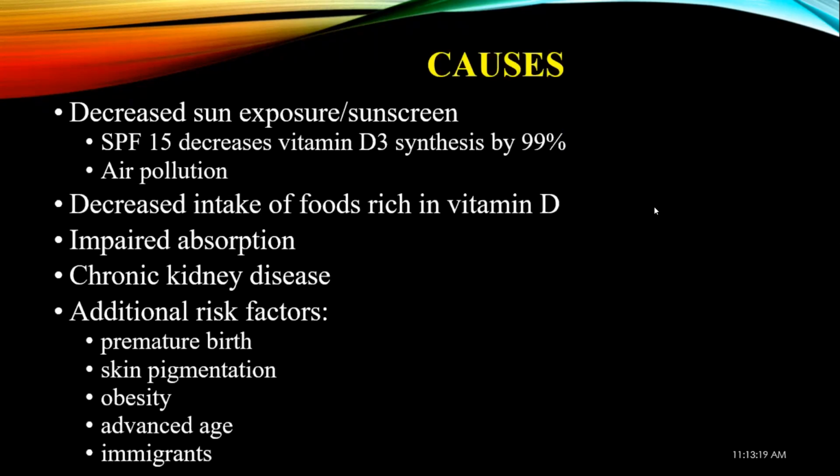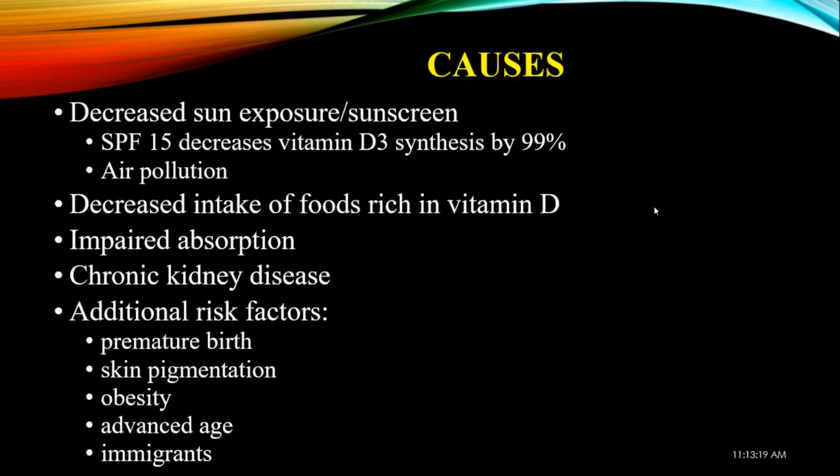And in chronic kidney diseases, we know that the conversion of vitamin D into the active form, calcitriol, takes place in the liver and kidney. So in persons who have liver disease and kidney disease, a sufficient amount of calcitriol cannot be synthesized, which leads to vitamin D deficiency. Additional risk factors for vitamin D deficiency are premature birth, skin pigmentation, obesity, advanced age, and being an immigrant.